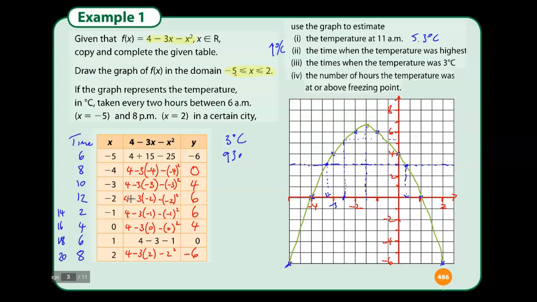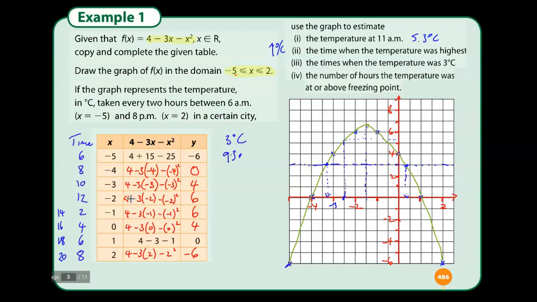I'll say it to you again. I've taken 3 as my temperature. I've gone across the graph and read down to here. It's between -4 and -3, between 8 and 10 o'clock. So halfway, i.e. -3.5, is 9 o'clock, and it's halfway in between 9 o'clock and 10 o'clock. That's why I've said 9:30.